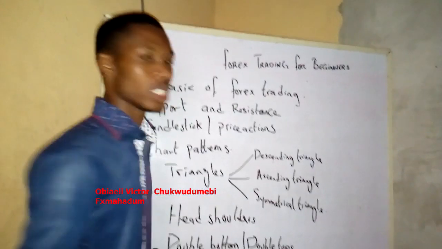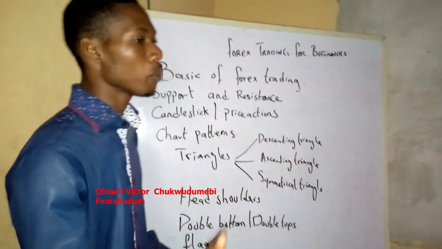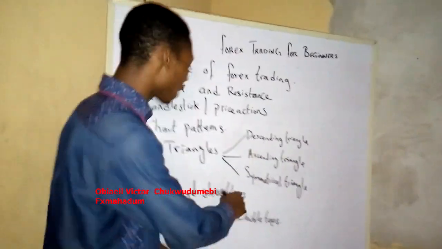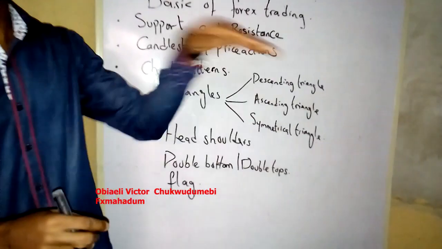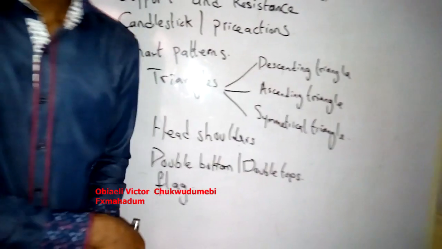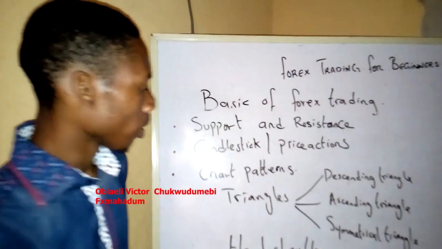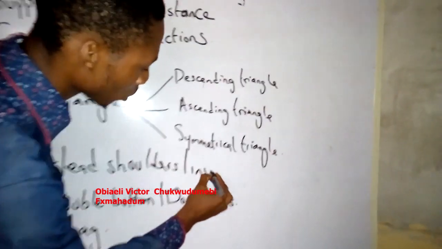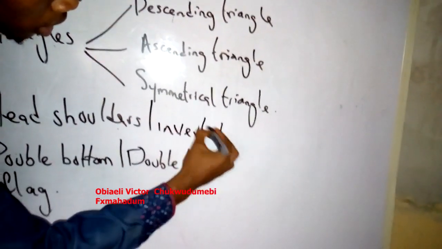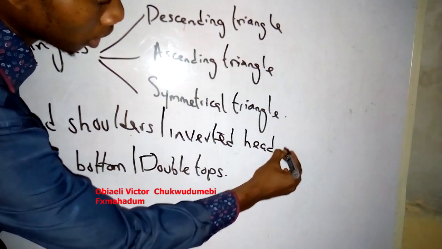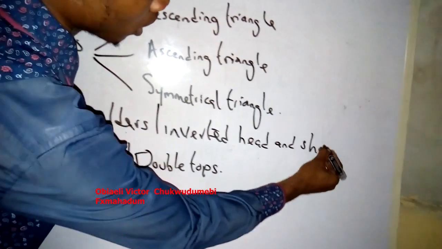When you trade Forex, a hammer does not signify a full reversal at all times. Head and shoulders can even contain another inverted head and shoulders, because they are of two types. We have the inverted head and shoulders and the head and shoulders one. Let me make it like this. Inverted head and shoulders. Head and shoulders.